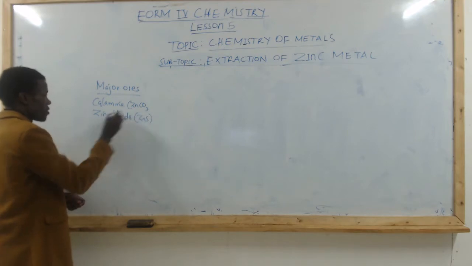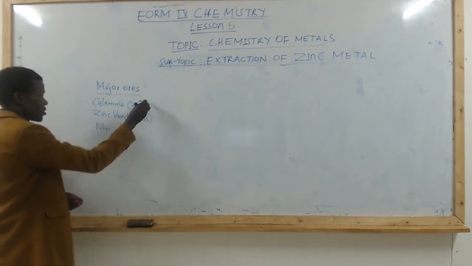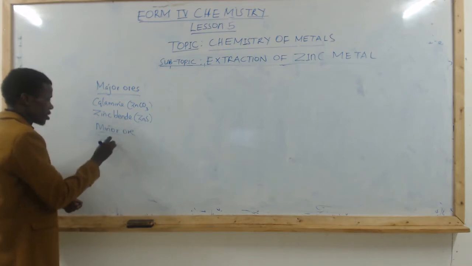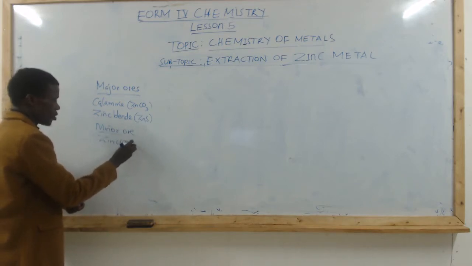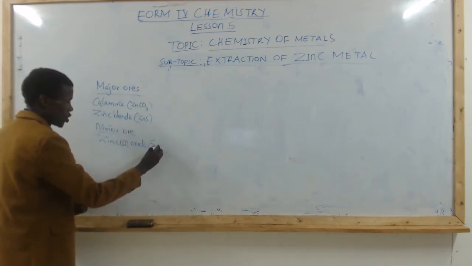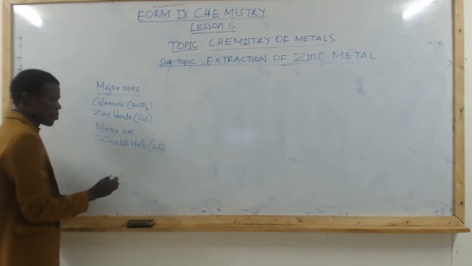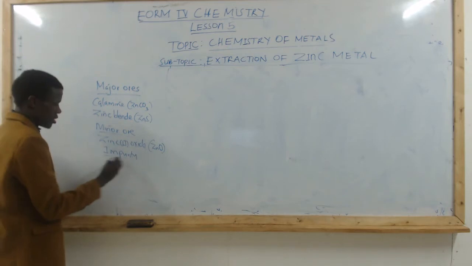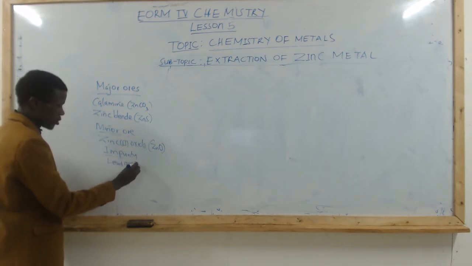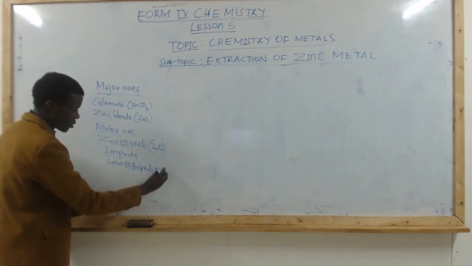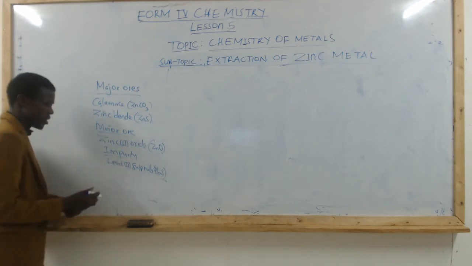Now we have the minor ore. It is only but one, zinc oxide, which is given as shown in the bracket. Now, the major impurity in this case is lead 2 sulfide. This is the major impurity here.